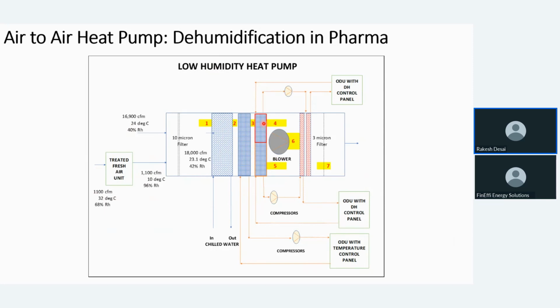Now the energy used for the lower cooling of the air, otherwise it would have been rejected to the ODU, is used for the heating of the air to control the RH. So at point number 7, the 35% RH is maintained by controlling the operation of either the top of the coil or the bottom of the coil or both. In this way, the low humidity heat pump can be operated in pharma. A similar type of system we have already installed in one of the pharma factories at Goa. It is operating successfully for the last 3 to 4 years.